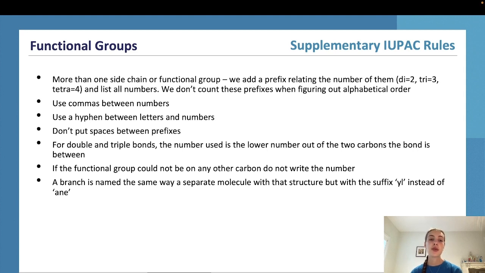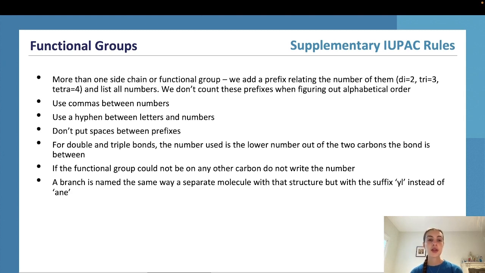Then when we're looking at double and triple bonds, that being alkenes and alkynes, the number which has to be used to name where the double or triple bond is located is going to be the lower number out of the 2 carbons that the bond is between. So for example, if the double bond is between the 1st and 2nd carbon, you would name it as it being at the 1st carbon. If it was between the 4th and the 5th carbon, you'd say it's at the 4th carbon. If it was between the 2nd and the 3rd, you'd say that's at the 2nd carbon. So it's always going to be the lowest number between the 2 carbons.